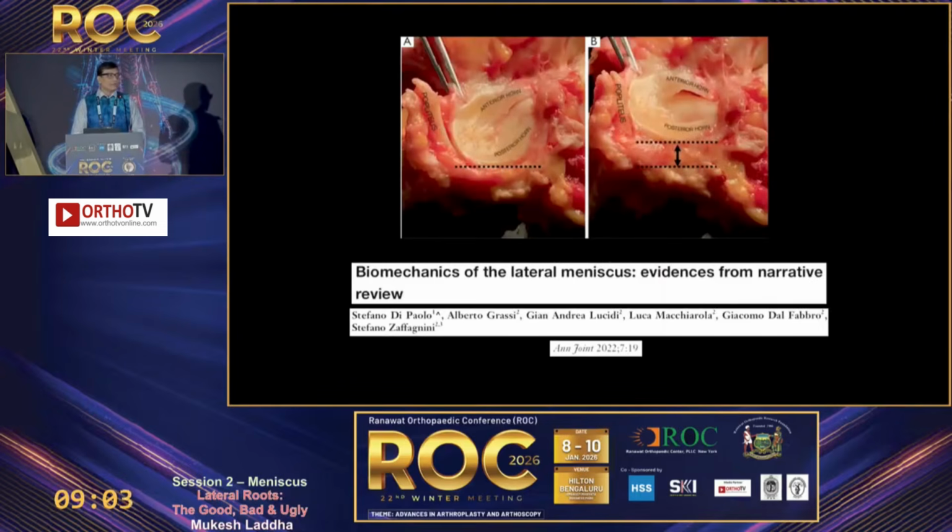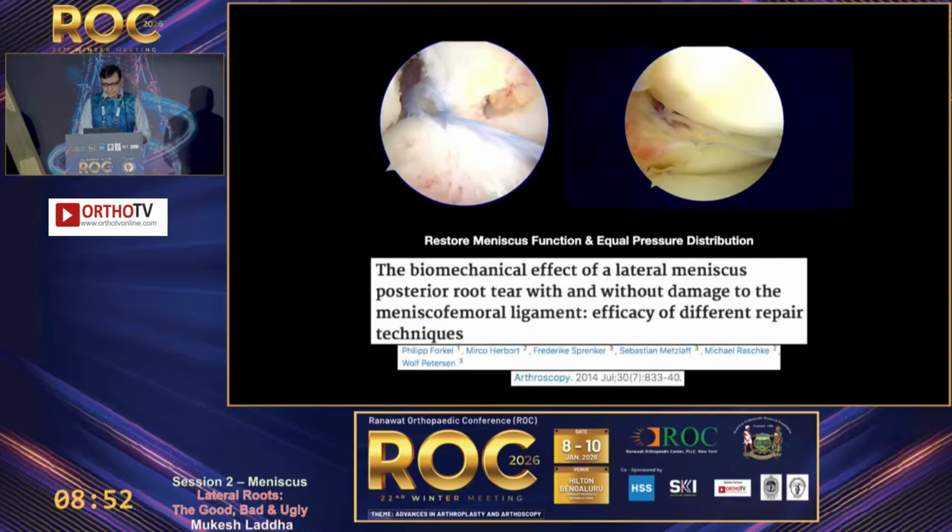We all know the lateral meniscus is more mobile posteriorly, and as you pull it anteriorly, you see there is a lot of laxity in the posterolateral aspect of the lateral meniscus, unlike the medial meniscus.